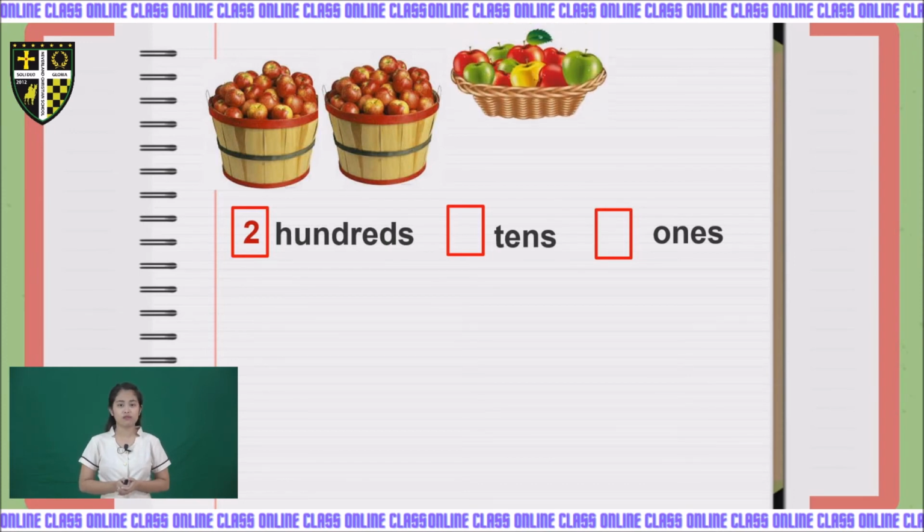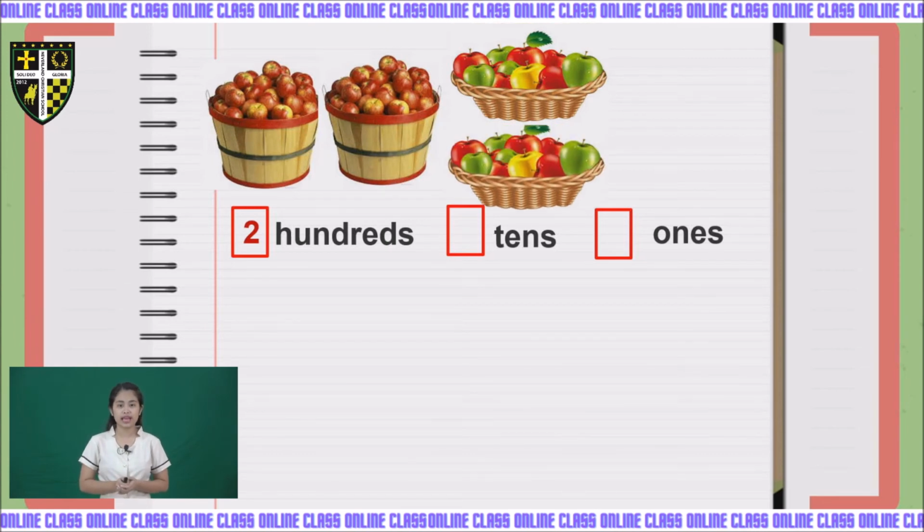Next, we have a small basket of apples, which is consisting of 10 apples. So that is 10 and another 10. So we have 2 tens. And now let us have the last one. We have again 2 apples. So how many ones? We have 2.